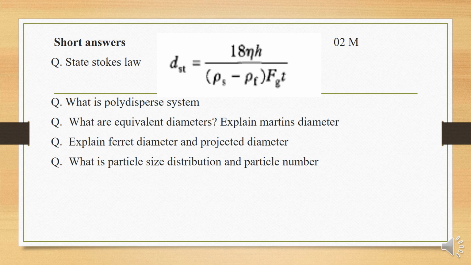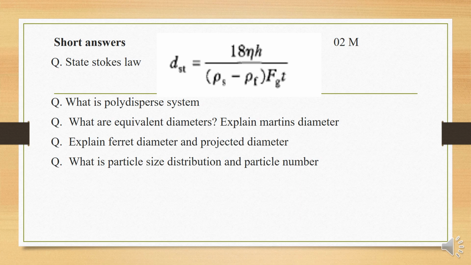square root of 18 eta 0 h by (rho s minus rho 0) into gt, where h is the distance of fall in time t, eta 0 is the viscosity of the medium, and rho s is the density of the particle, and rho 0 is the density of the dispersion medium, and g is the acceleration due to gravity. Normally this Stokes law is applicable for spheres, and for that a particular concentration will be there, so we have to specify that.